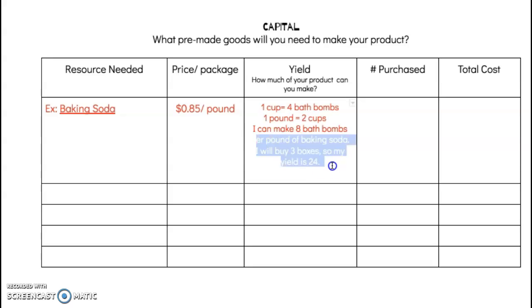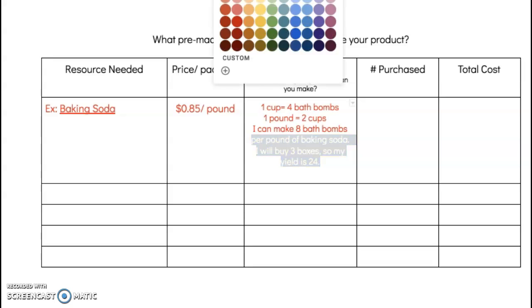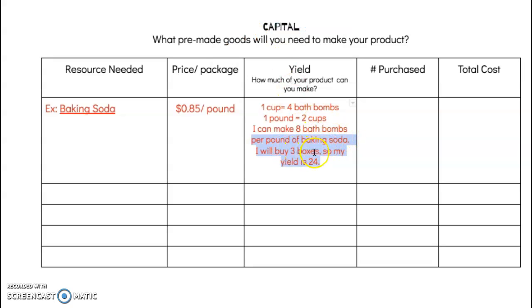So I've decided I'm going to buy, so if I can make 8 bath bombs per pound of baking soda, I'm just going to buy 3 boxes of baking soda. So I'm going to buy 3 pounds of baking soda. So my yield is going to be 24. I can make 24 bath bombs if I buy 3 boxes of baking soda.